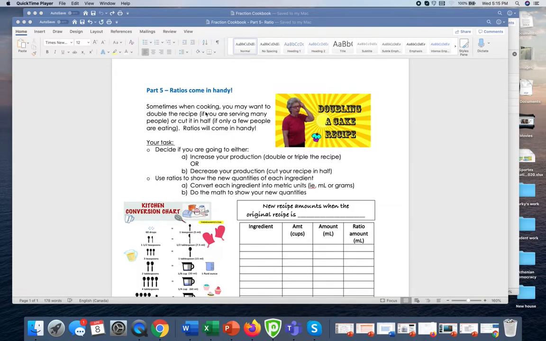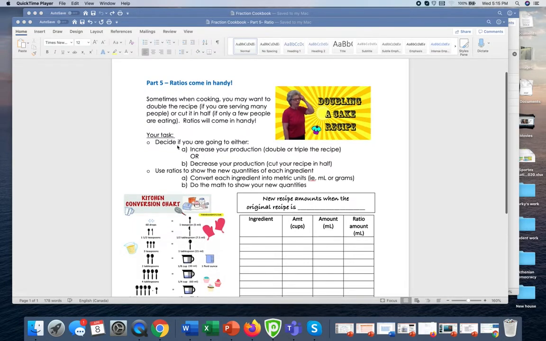Okay, so sometimes when you're cooking, you may want to double the recipe if you're serving many people, or you might want to cut it in half if only a few people are eating. And I wonder if any of you have done that before, even when you're making something with your parents. So when this is the case, ratios can come in very handy because we have to keep the same amount of ingredients. We have to keep the same balance and the same ratio that we're putting into the food, whether it's doubled or halved.